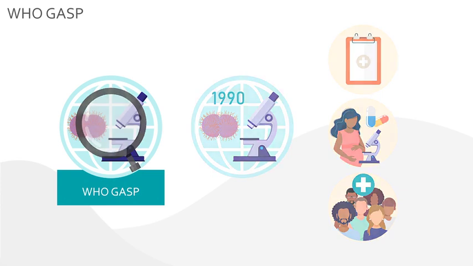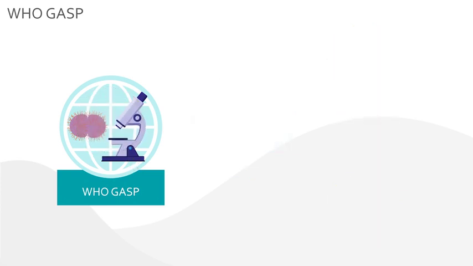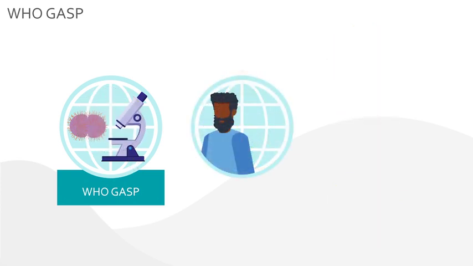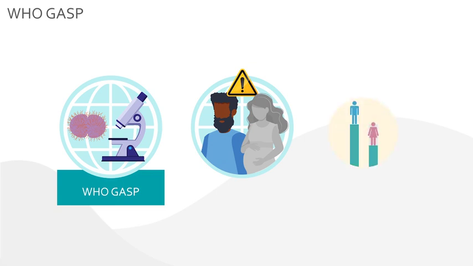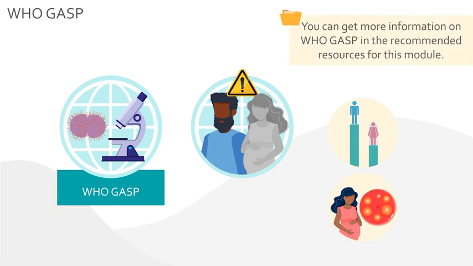Of note, GASP protocols call for measuring AMR in men with urethral discharge, not in pregnant women. Monitoring AMR in pregnant women is not recommended because the yield is higher for men, and it would take a huge amount of gonococcal cultures in women to isolate the required sample size for gonococcus in antimicrobial susceptibility testing. You can get more information on WHO GASP in the recommended resources for this module.